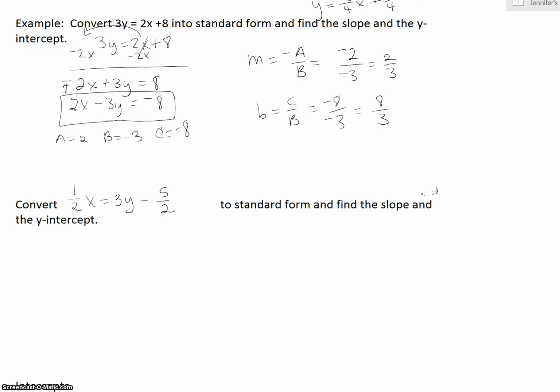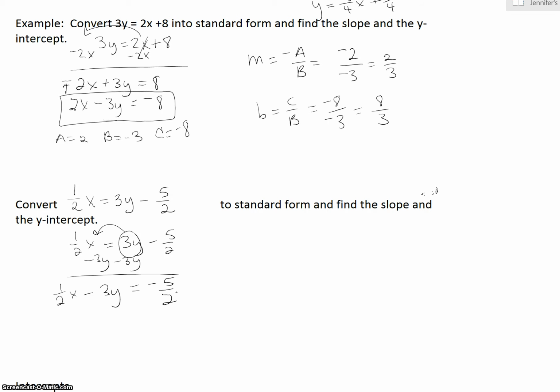Convert 1/2 x equals 3y minus 5/2 to standard form, and find the slope and the y-intercept. So we have 1/2 x equals 3y minus 5/2. First of all, we need to move this 3y over to the other side. So we're going to subtract it on both sides. So we get 1/2 x minus 3y equals negative 5/2.